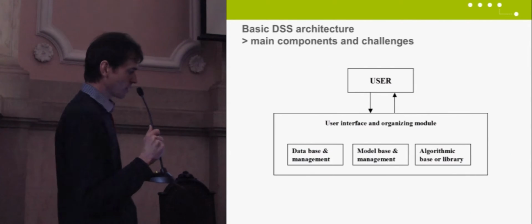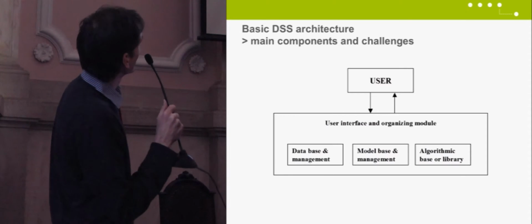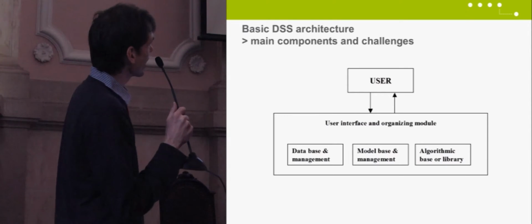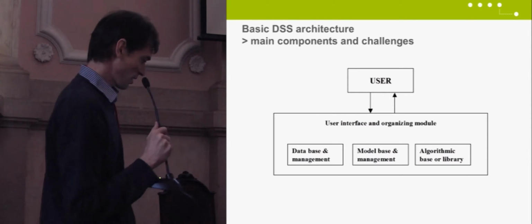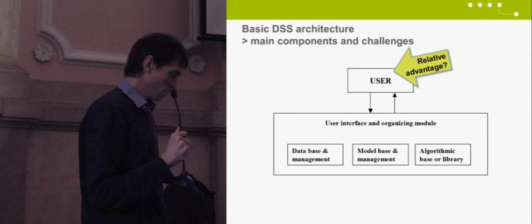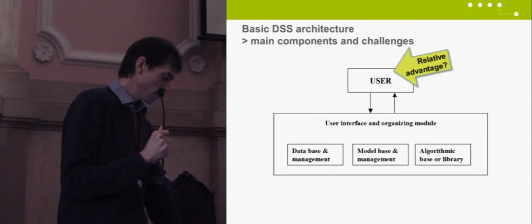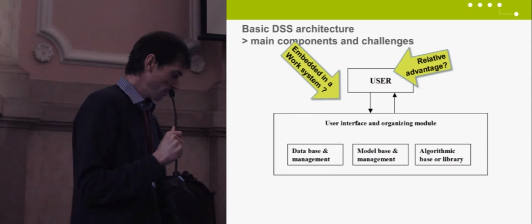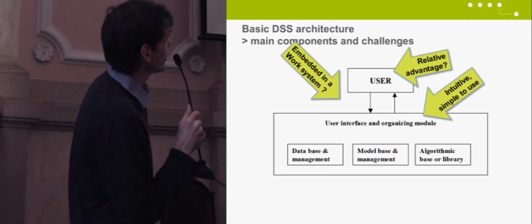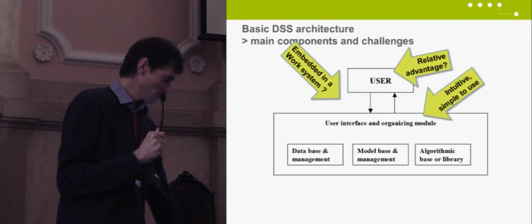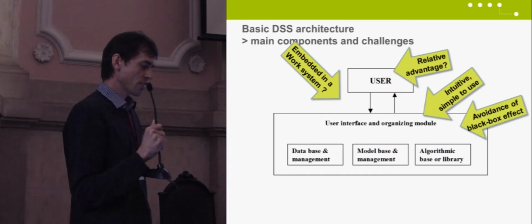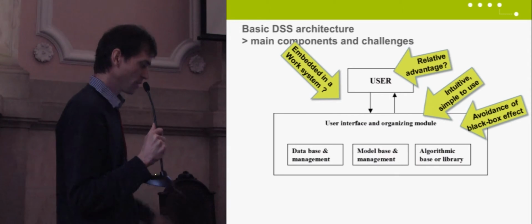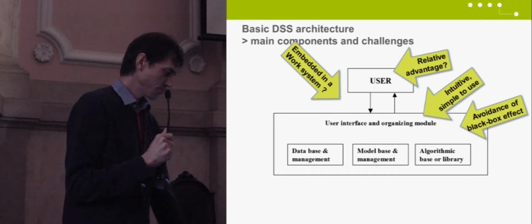So when we look at DSS, here we have the basic structure that we see, the data, the models, the algorithm, the user interface, and the user itself. So it's important to know about the relative advantage. If it is embedded, it could be embedded in the work system of the user. If the user interface is intuitive, simple to use. If the user understands what happened within the system, should avoid black box.